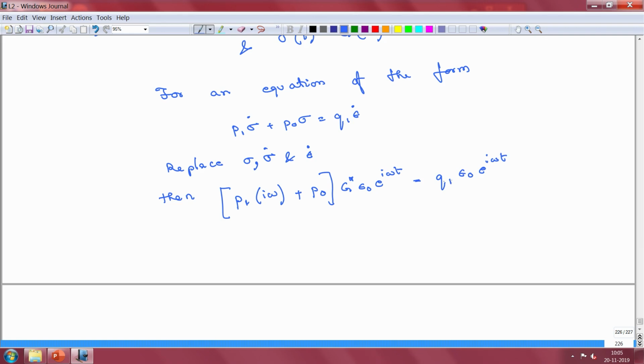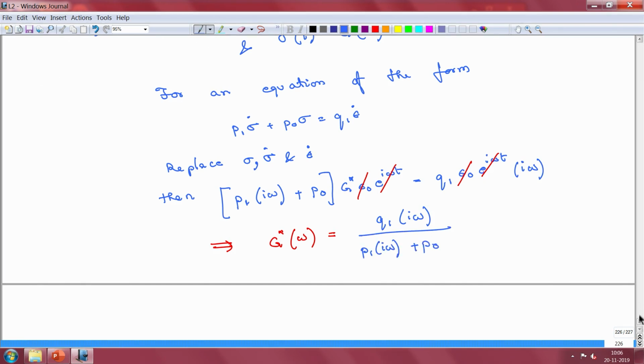Right. So, you can eliminate these terms, and this will basically give you the g star omega. Sorry, I have missed out an I omega term here because this was an epsilon dot. So, this will be q 1 I omega over p 1 I omega plus p naught, which is back to the same form, right.